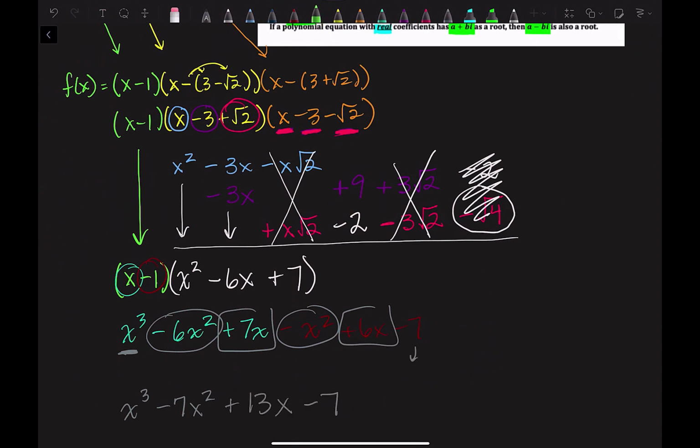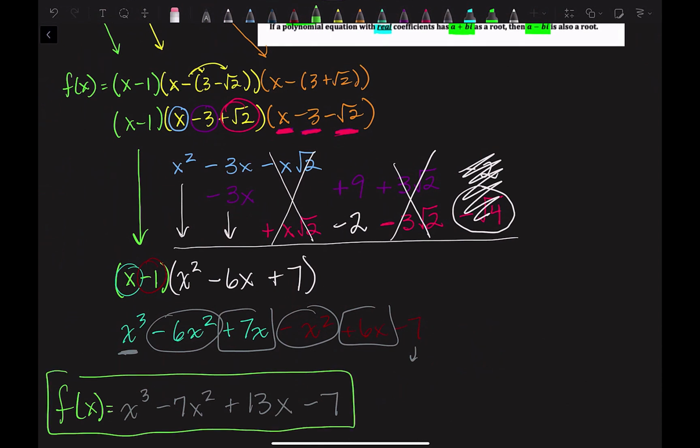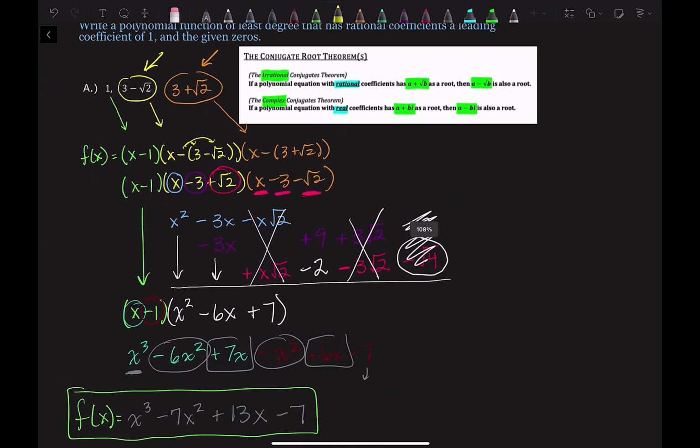So, my polynomial function, that has a leading coefficient of 1, which it does. All the coefficients are rational. There's no roots left over. Lowest degree, I can't get the degree any lower, is here. And it has the roots that were given in the problem.